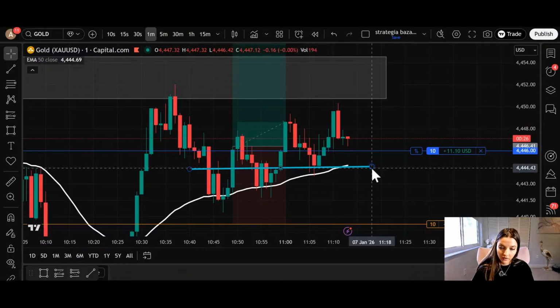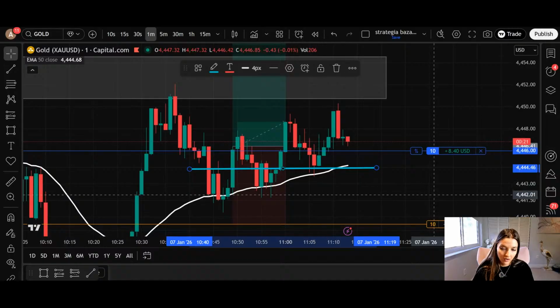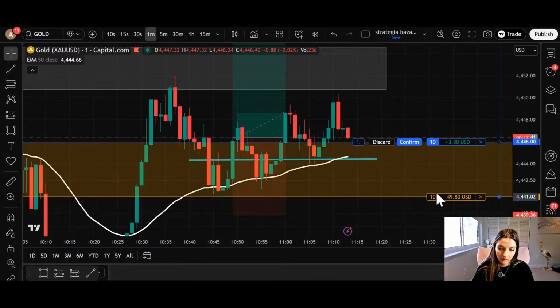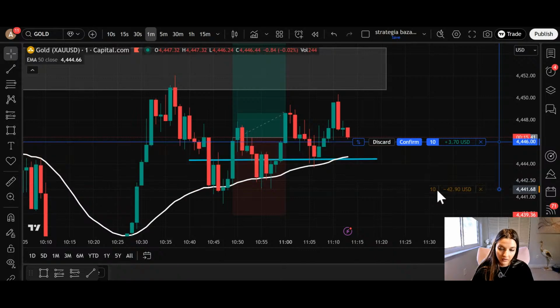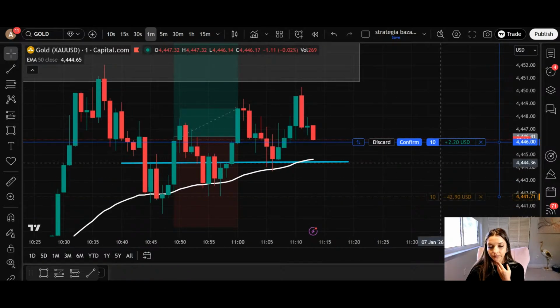At this point, I can even move my stop loss below the EMA. Because if it breaks the EMA, I'm going to put it here. It's just going to go down.